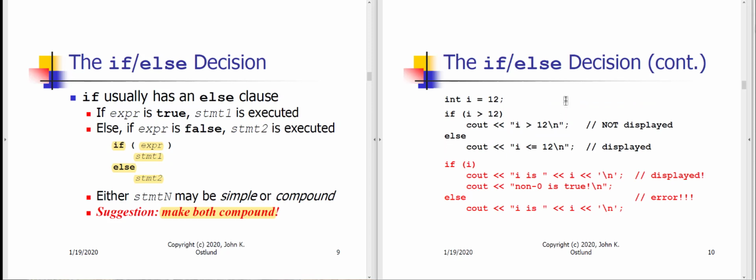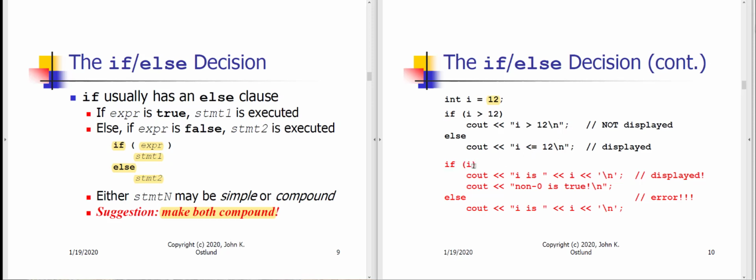Okay, so here we have a couple of examples of an if-else. I is initially 12, so I is an int variable initialized to 12. And we're saying if I is greater than 12, well, that's false. I is not greater than 12, so we skip the statement in the if part, and we come down to the statement in the else part and display I is less than or equal to 12 with a new line.